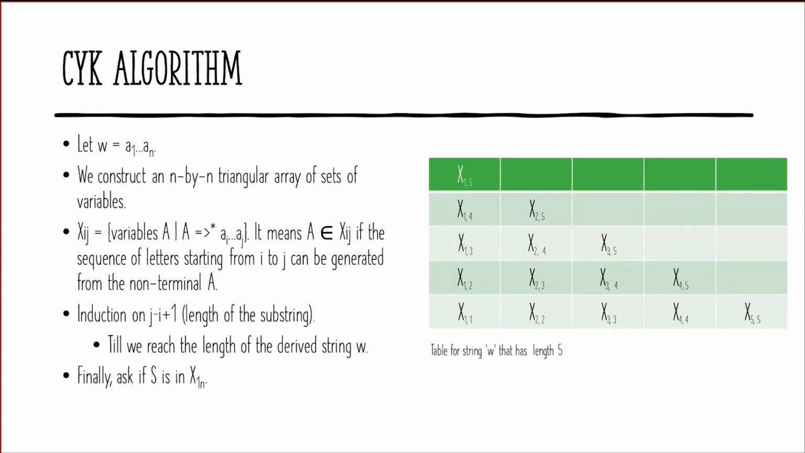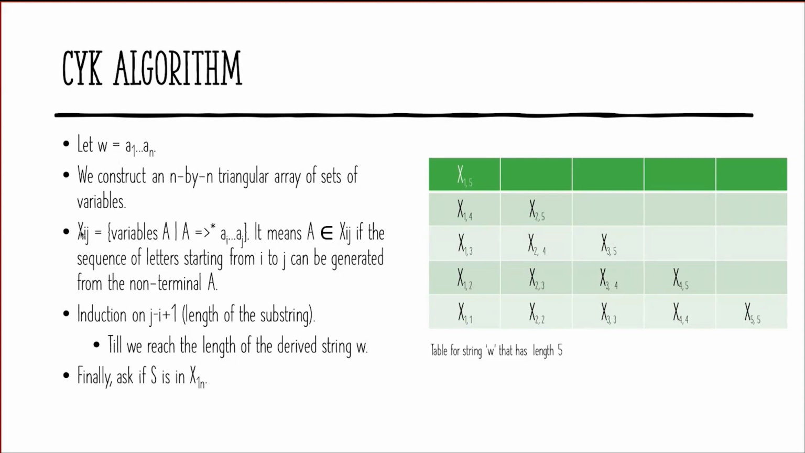So let's start with the CYK algorithm. Suppose you have a string W of length greater than 0, a1 to an. So your first character is a1 and the last character is an, and the length of the string is n, obviously. So we construct an n by n triangular array, or a 2D array of dimensions n by n, where I will define what each cell in the array will represent.